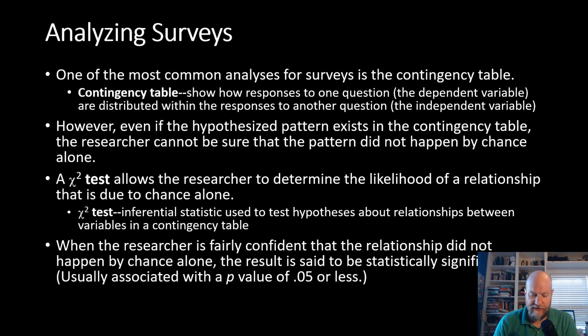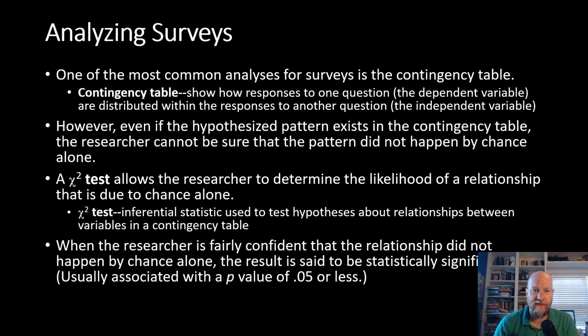Even if this hypothesized pattern exists in the contingency table, as is always the case with any kind of scientific findings we discussed thus far, we can't be sure that pattern did not happen by chance alone. So we do have inferential statistics that give us a p-value that tells us whether or not that relationship observed between those two variables is likely due to chance or not. And the most common one is what's called a chi-square test.